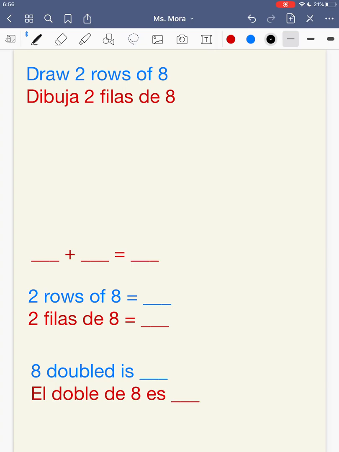Alrighty guys, so I hope you drew 2 rows of 8. And so I'm going to start by drawing my first row with 8 squares. 1, 2, 3, 4, 5, 6, 7, 8.